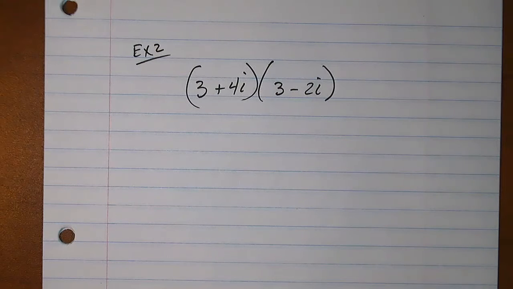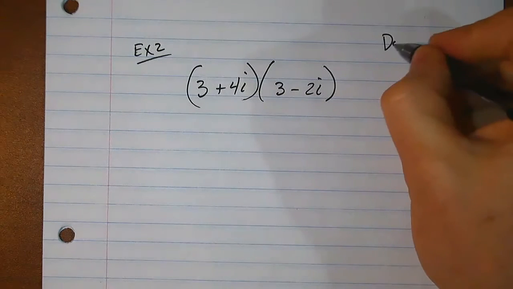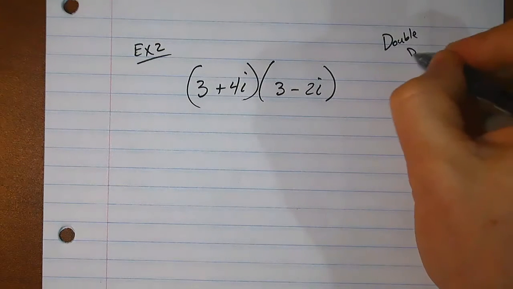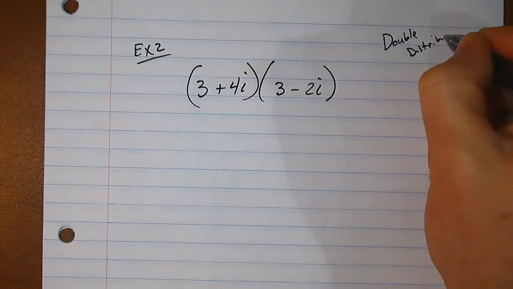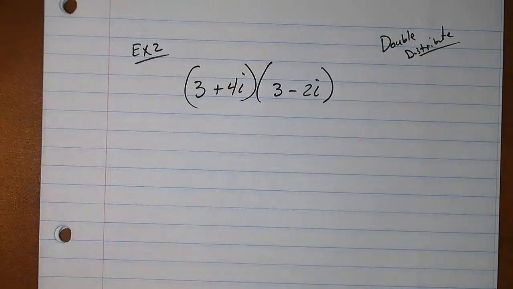And in this one, I'm going to use the process of double distribute. That's the process that I like to teach. If you like to use FOIL, skip to example number 3. Okay, so here we're going to do double distribute. So pause the video and give that a try on your own first. And once you've finished it, resume the video and let's compare.